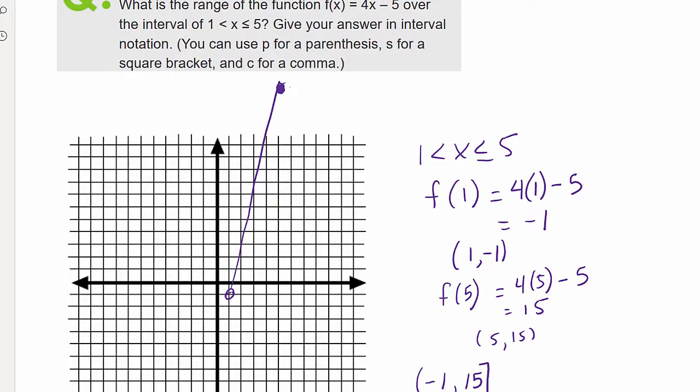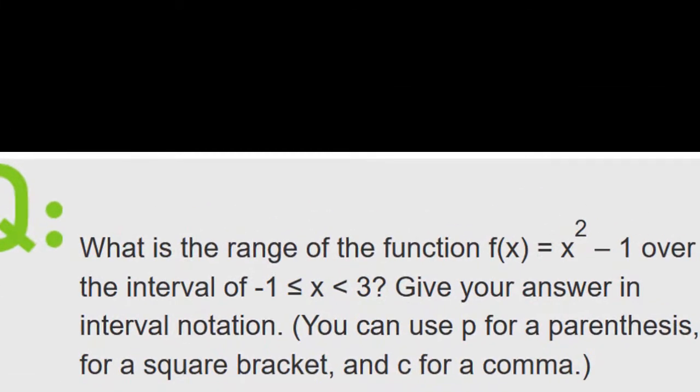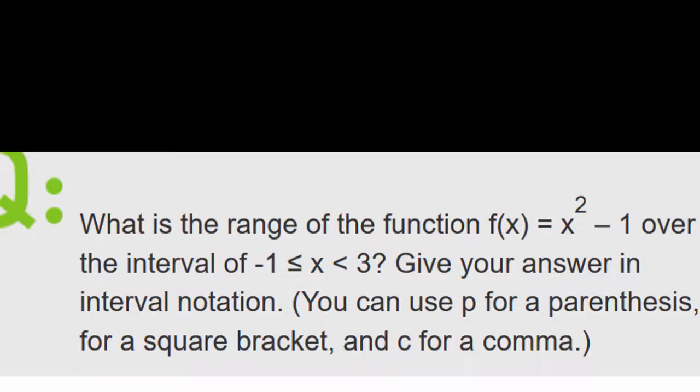Let's take a look at one more example. Okay, and this example is, what is the range of the function f of x equals x squared minus 1 over the interval x is between negative 1 and 3. Include the negative 1 but don't include the 3, right? And give your answer in interval notation. Again, let's graph the function, and I recognize this, and I hope you do too, as a parabola. It's a quadratic. You have that x squared.